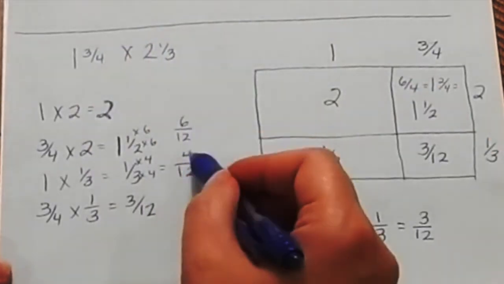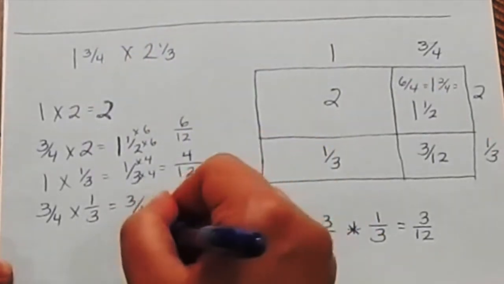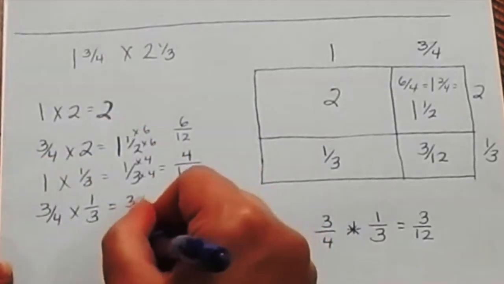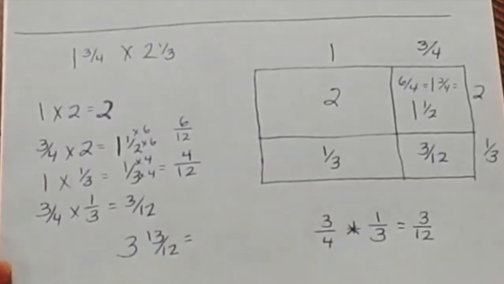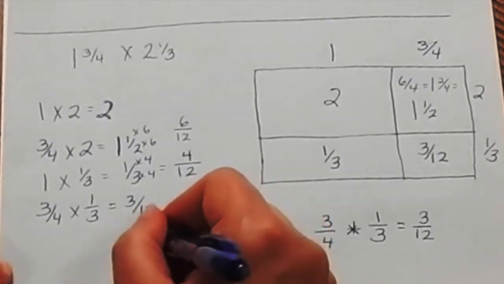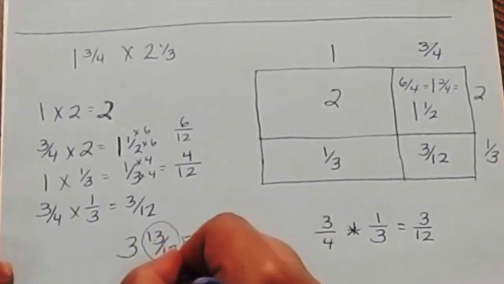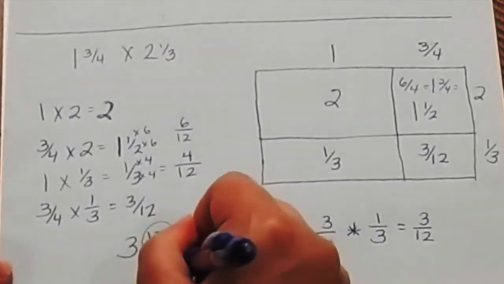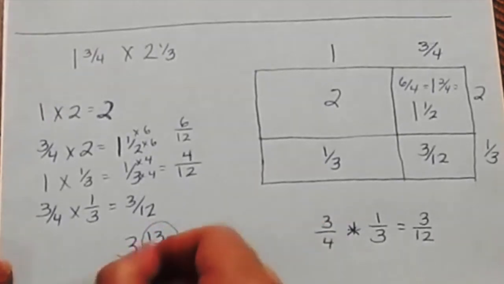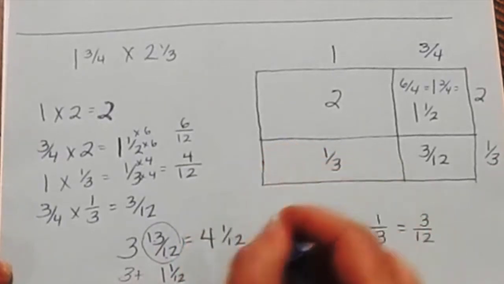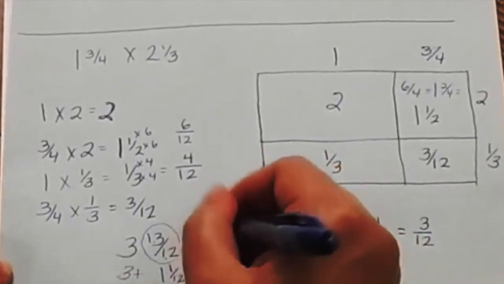Okay? So 6 and 4 is 10, 11, 12, 13. So it's 13 twelfths, plus my 2 and my 1 makes 3 and 13 twelfths. And I don't like having an improper fraction, so I'm going to rename that one. So this improper fraction actually becomes, well, 12 goes into 13 one time, with 1 left over, 1/12, plus my 3 equals 4 and 1/12. And that's my final answer to that one.